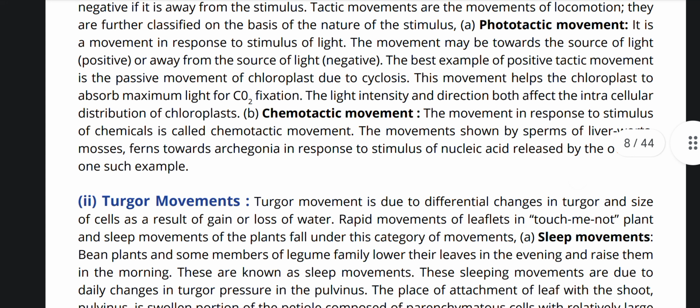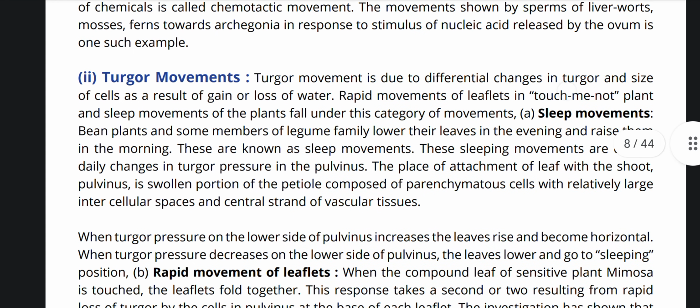B. Chemotactic movement. The movement in response to stimulus of chemicals is called chemotactic movement. The movement shown by swarms of liverworts, mosses, ferns towards archegonia in response to stimulus of nucleic acid released by the ovum is one such example.